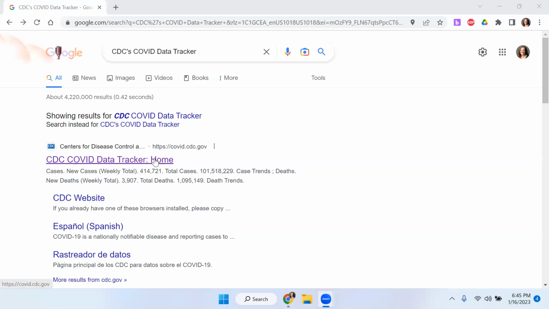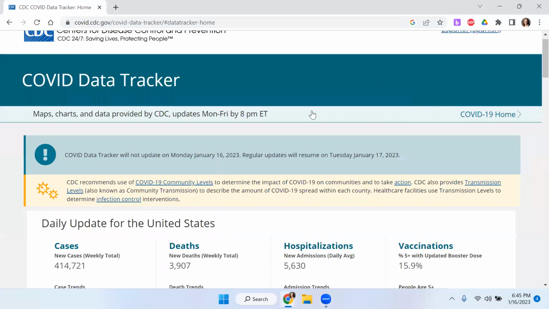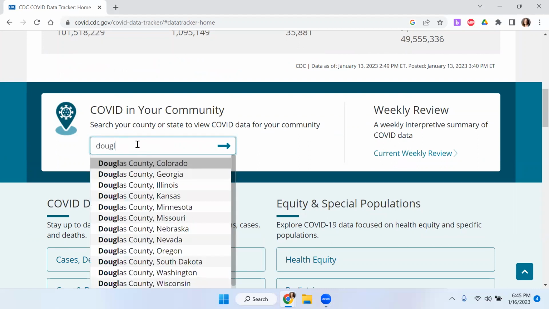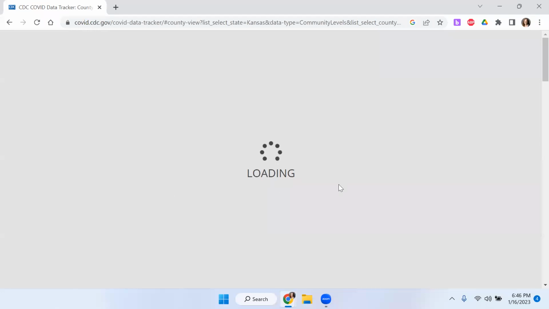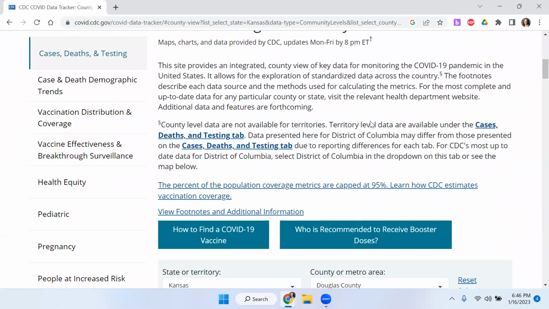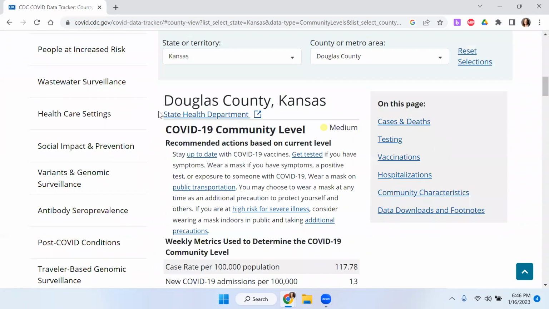So how do you find this information? You can put right in your search bar, CDC's COVID data tracker. Click on that, and you can scroll down because the top information is about the U.S. We want to look at this county by county. Let's look up Douglas County, Kansas, home of KU. And here we scroll down, we're going to start to see our data emerge.